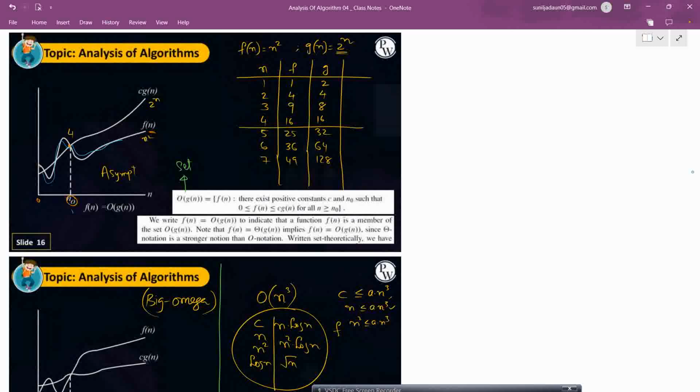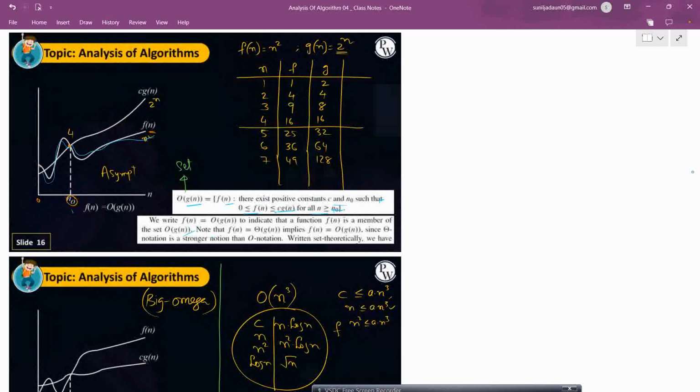For O of g(n), there exist positive constants c and n naught such that f(n) is at most c·g(n) for all n at least n naught. We write f(n) = O(g(n)) to indicate that the function f(n) is a member of the set O of g(n).